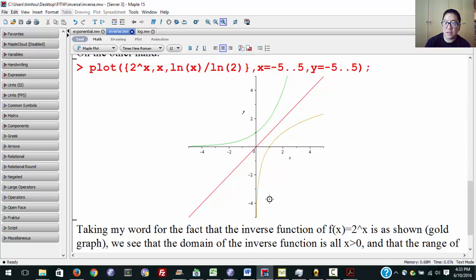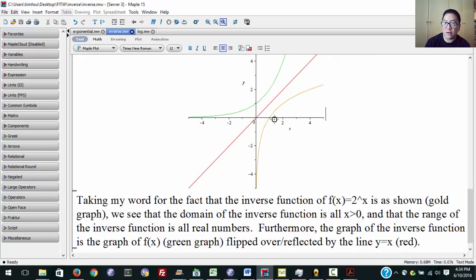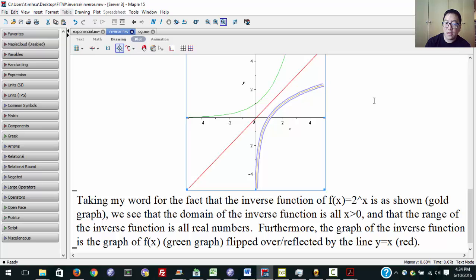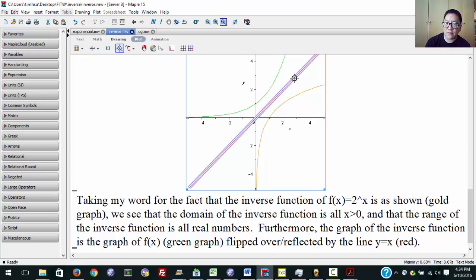So if you take my word for it that that is in fact the inverse function of f of x, we see that the domain of the inverse function is all positive x, just as the range of the forward function was all y greater than 0, and the range of the inverse function is all real numbers. That's a little harder to see, but that corresponds with the fact that the domain of the forward function is all real numbers. And furthermore, as we were saying before, the graph of the inverse function is the graph of f of x flipped over the line with slope 1 through the origin, the line y equals x. That is, here's the forward function, you flip it over y equals x to get the graph of the inverse function.